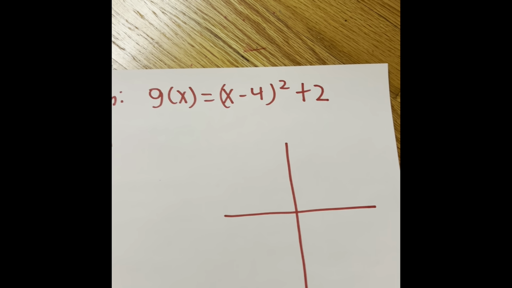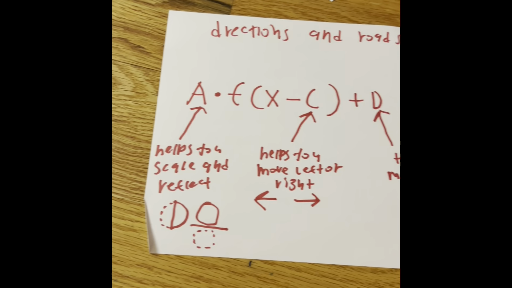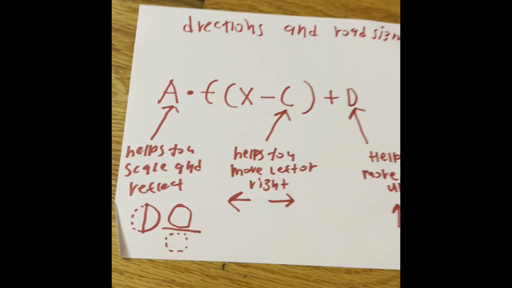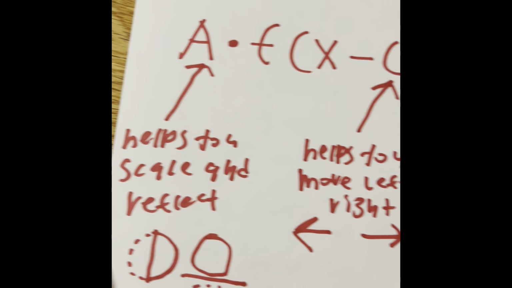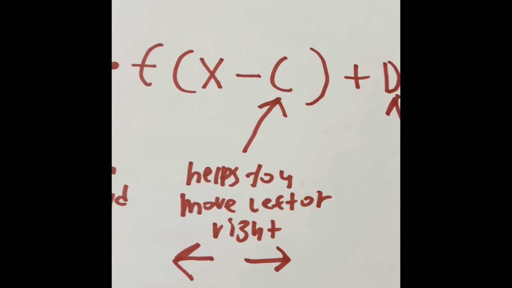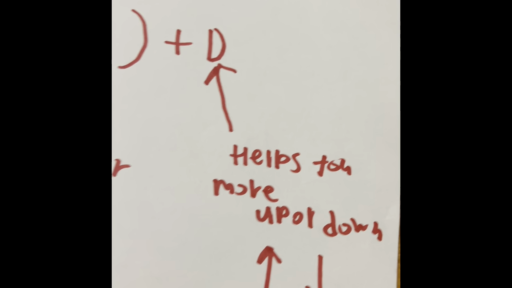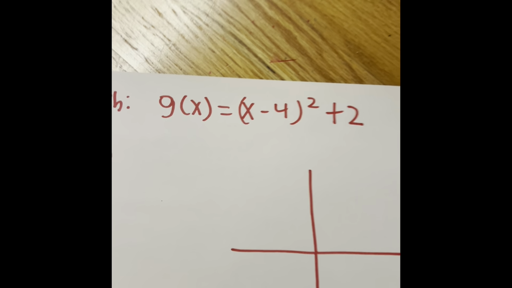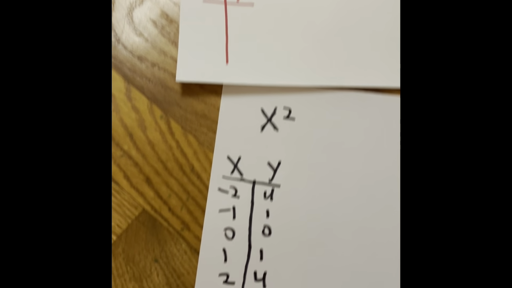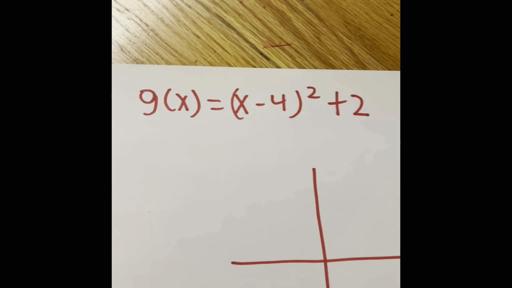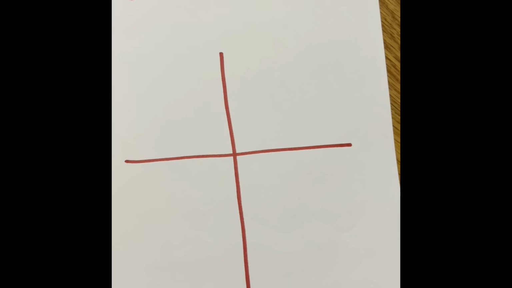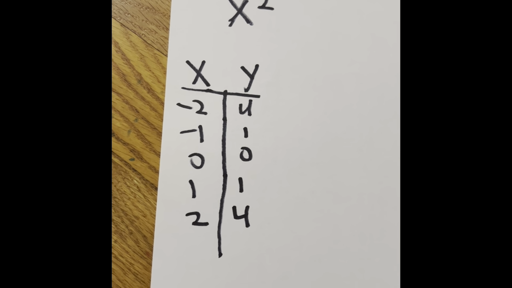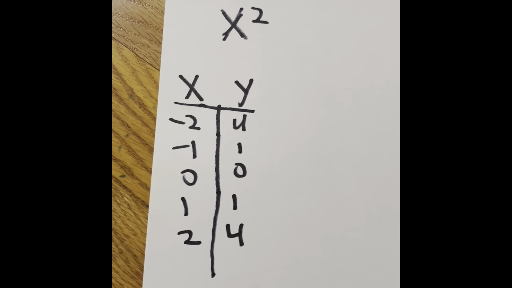Well, if you remember from a few videos ago, that formula is kind of like this, where the A helps you reflect and scale, the C helps you move right or left, and the D helps you move up or down. And it turns out that this equation is actually a set of directions. So what this assignment is trying to say is, if I use that equation to move it somewhere else on the graph, what is that graph going to look like? We have used this as a model, but let's see what happens when we use this equation right up there.